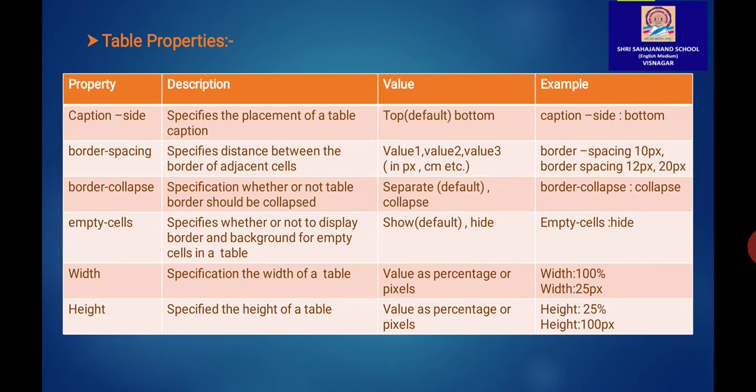Here we discuss different types of table properties. Here is a table with 4 columns. First one is property name, second one is description, third one is value and last one is examples. So the first property is caption side. It specifies the placement of a table caption. Its values are top and bottom. Top is the default value. For example, we can define it this way: caption-side: bottom.